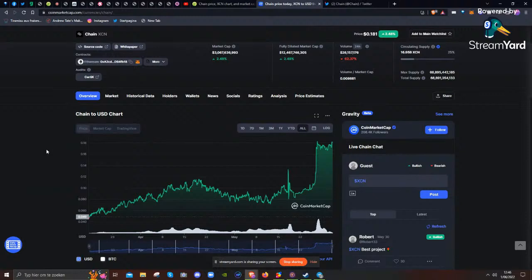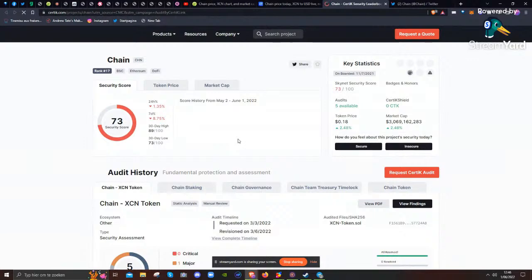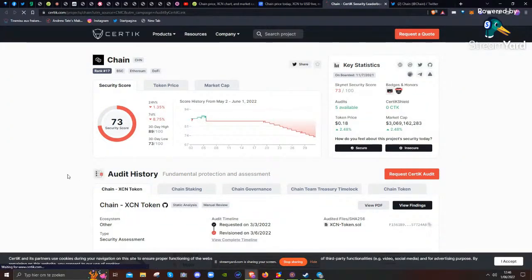Sad part is I do not have anything from before it, how it was performing before that. It might be the case they came from $2 or higher, crashed down, and now are veering back up as the team has been revamped probably and new agreements have been made. I'm seeing here an audit by Certik, price score history.